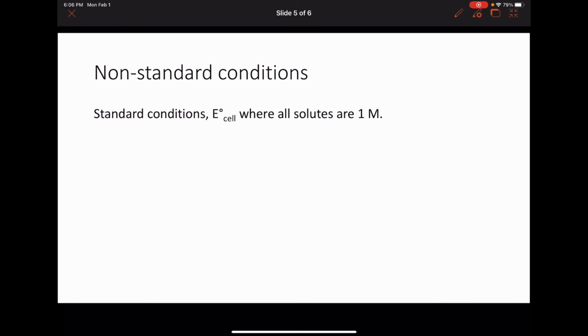So the last problem we did was under standard conditions. We have that E cell naught. And the standard conditions are defined as all solutes are 1 molar. So what if the aqueous parts of our galvanic cell are actually less or greater than 1 molar? How can we factor that in?